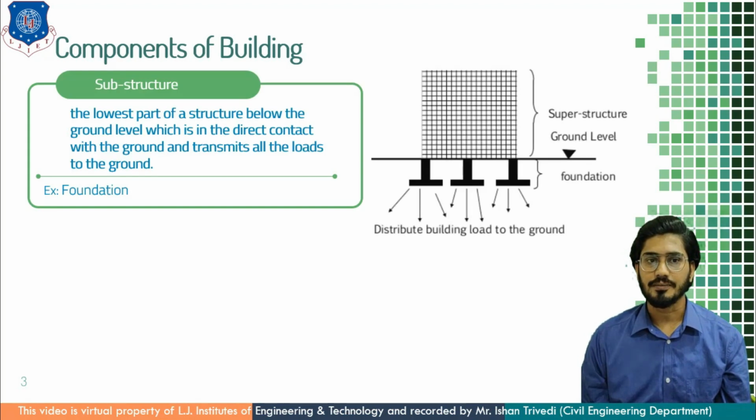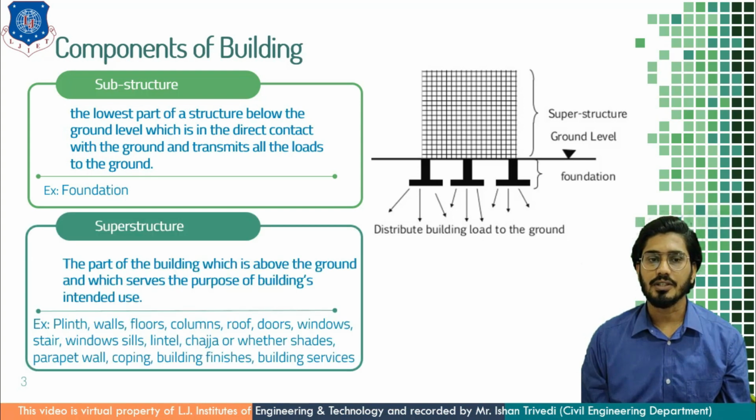First is substructure. It is the lowest part of a structure below the ground level, which is in direct contact with the surrounding ground and transmits all the loads to the ground, such as the foundation. Here one example has been shown. You can see the upper structure load, which is carried by slab, walls, beams and columns, transferred to the subsoil below through the foundation, and this load will be distributed to the ground.